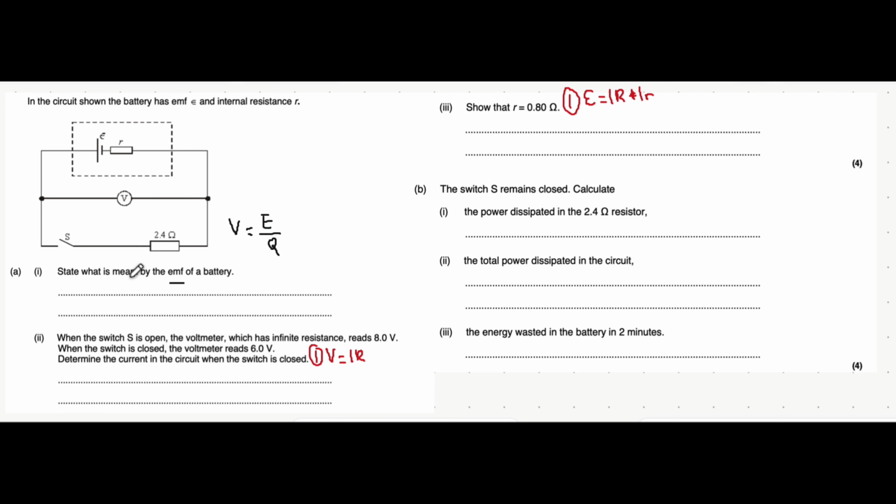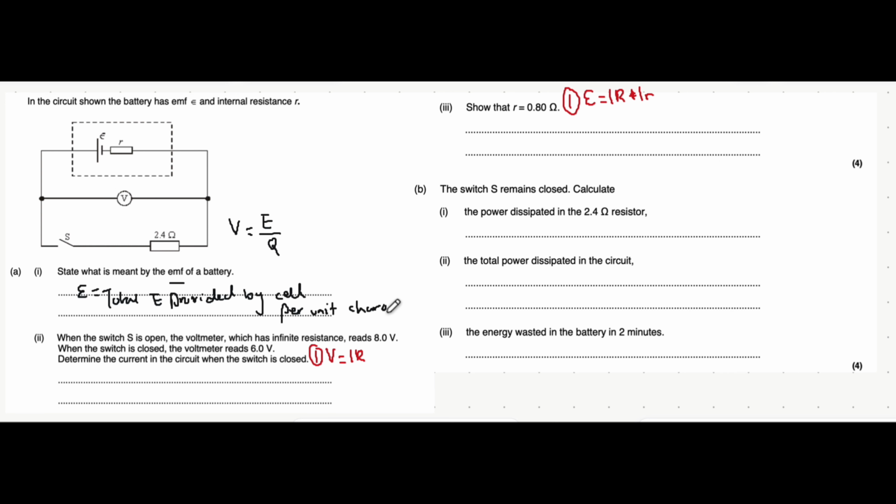EMF is a certain type of voltage. It's the voltage of all the components in the circuit added together. So we say it's the total electrical energy produced or provided by the cell per unit charge. So let's write that out. Total energy provided by this, you can say cell or battery, but in this case in the diagram there's a cell, which is why I mentioned cell, and then per unit charge.